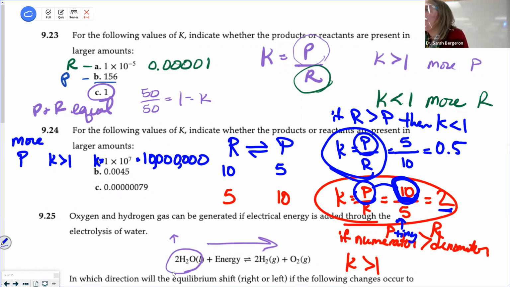Okay, B, 0.0045. Less than 1 or greater than 1? K is less than 1. So what do you have more of? You have more reactants. Now, I want you to pretend like you don't see C, and I want you to write C in scientific notation. What would C be in scientific notation?